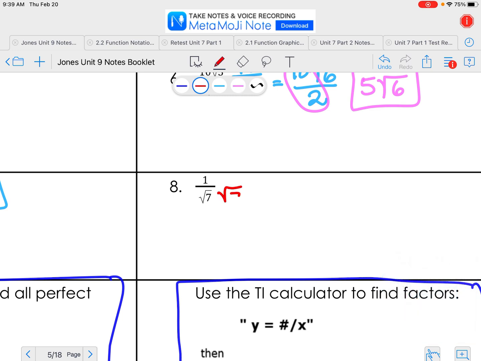One more. Square root of 7, square root of 7. So this one is square root of 7 over 7. You can't simplify that any. That's our answer.